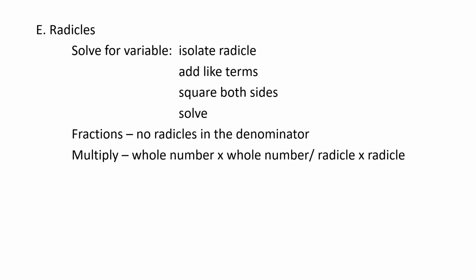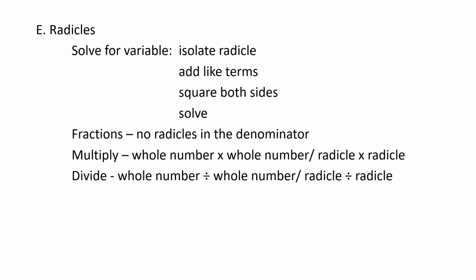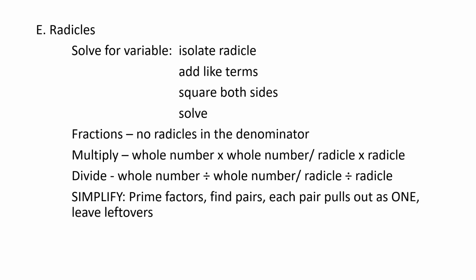And then multiply, you simply whole number times whole number, radical times radical. To divide, whole number divided by whole number, radical divided by radical. And then at the very end of any of these problems, you have to simplify. And to simplify something, you break it into its prime factors. You find any pair. Each pair pulls out as 1, and then you leave the leftovers.